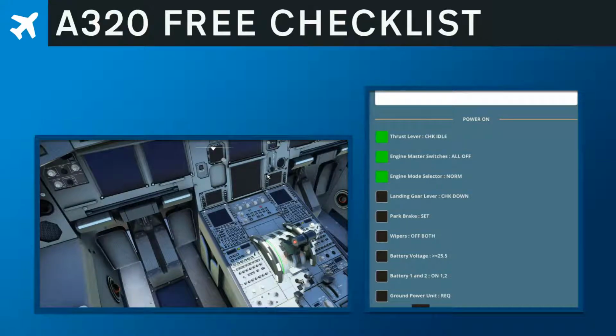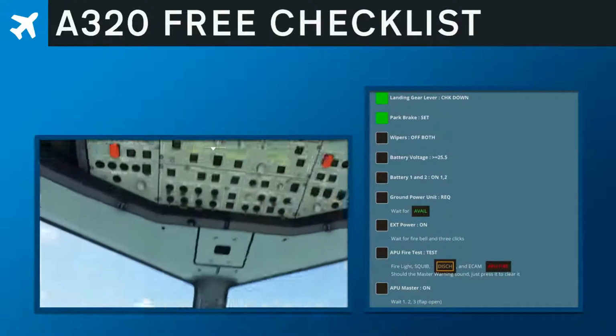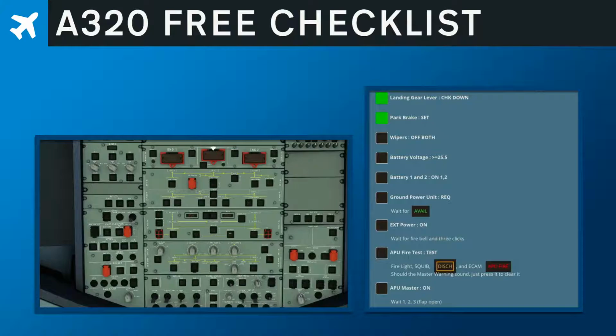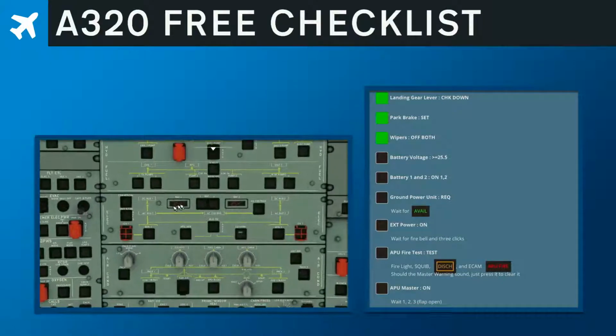Landing gear lever is set down. Bear with me. Park brake is set as on. Wipers, so we go overhead now. Wipers are both off. Battery voltage is, well, we have voltage.